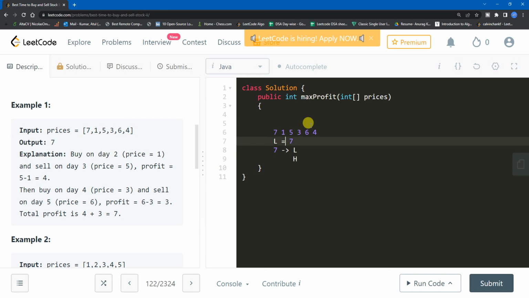That means if the next value is lower, and that lower value gives us the maximum profit if we sell it on the next day. Suppose there is a value 15, and we buy the stock at day 1 where the price is 7, and we sell it at day 3 where the price is 15. There we will get a profit of 8. But if you buy at day 2 and sell at day 3, you will get a profit of 30.